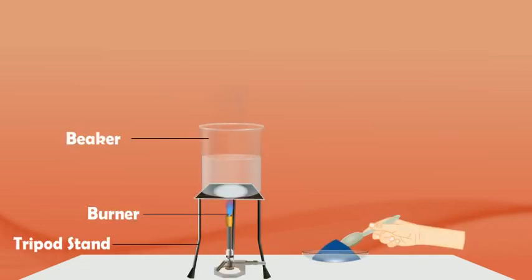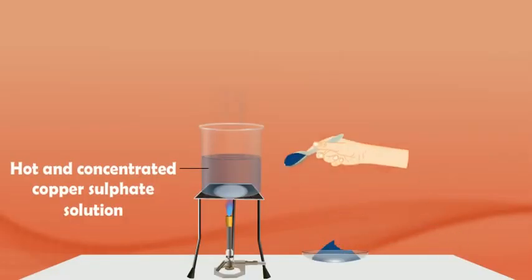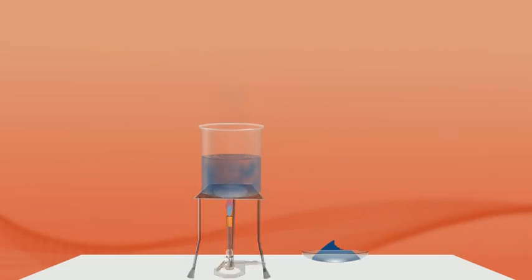Take about 100 ml of water in a beaker and add a few drops of dilute sulfuric acid to it. Heat the water over a burner till it boils. Add copper sulfate powder slowly to the hot water with constant stirring. Continue to add copper sulfate till no more copper sulfate can be dissolved. This will give us a saturated solution of copper sulfate. Filter the hot saturated solution of copper sulfate to remove insoluble impurities.